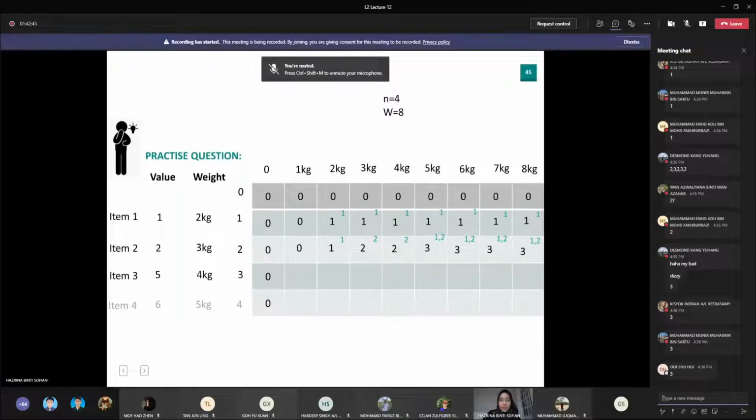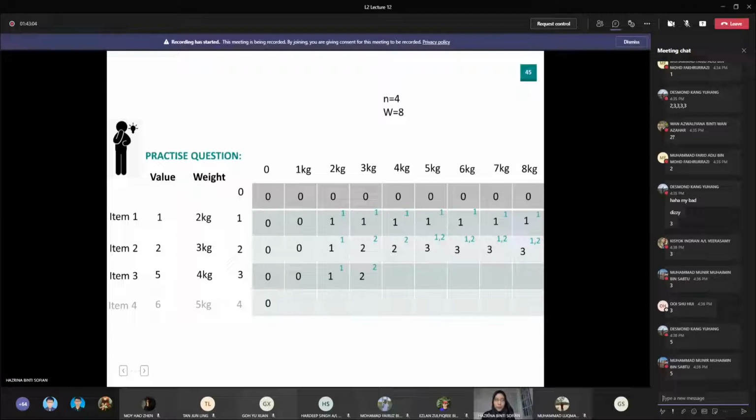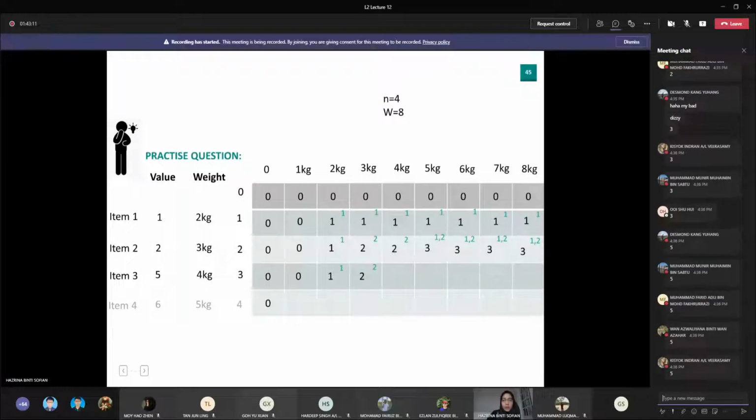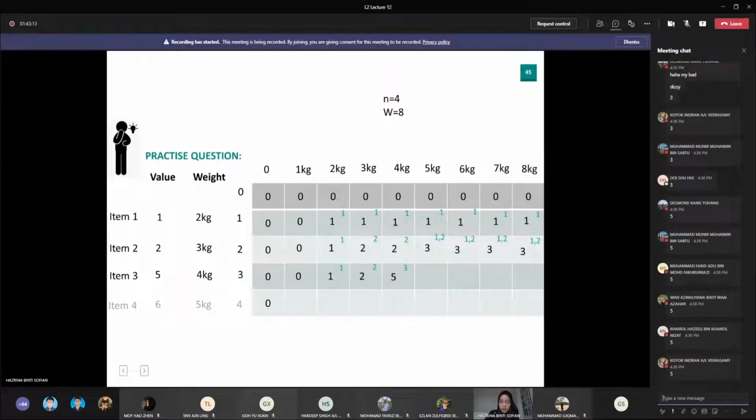Okay, now we are considering 3 items. So here should be the same. Okay, at capacity 4 kg, what would it be? Desmond said 5, Moni said 5, Farid 5, Haziq. Okay, good. Okay, 5. At capacity 5 kg.